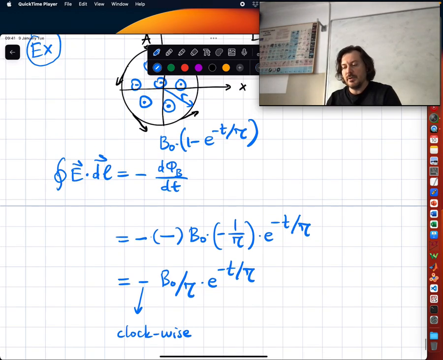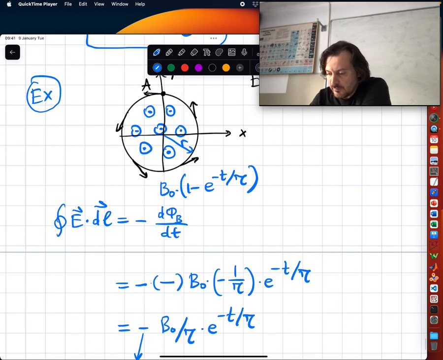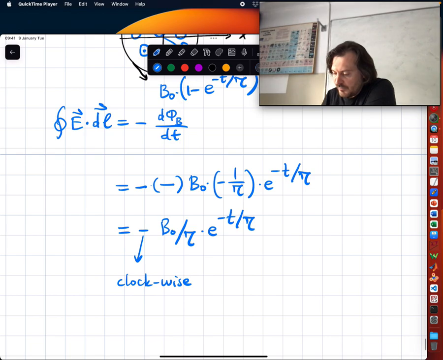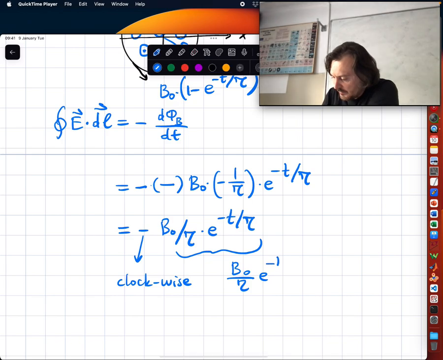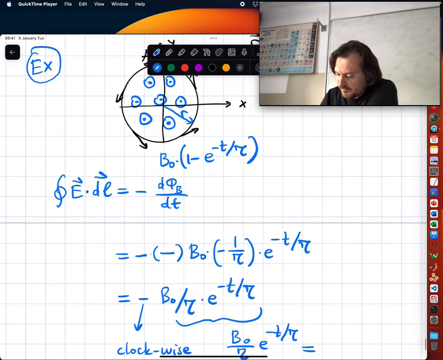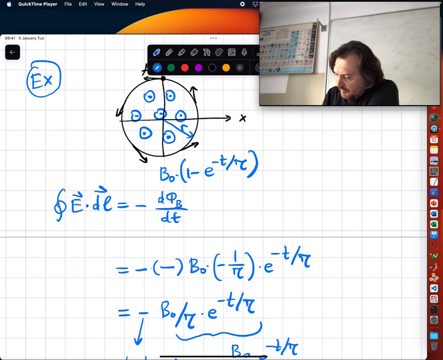Exactly. That's another way of doing it. Let's do it that way as well. But let's first finish with this one. So this whole thing, B0 over tau, e to the minus t over tau. The problem is I totally forgot A. Thank you very much. Pi r squared here.